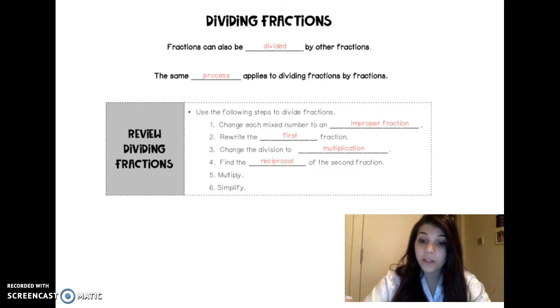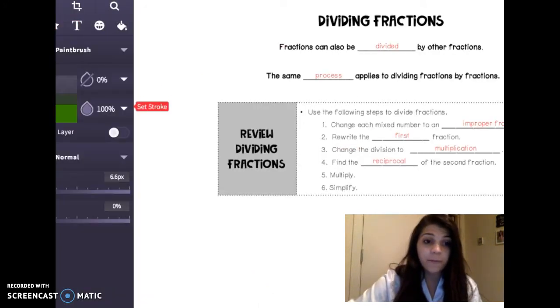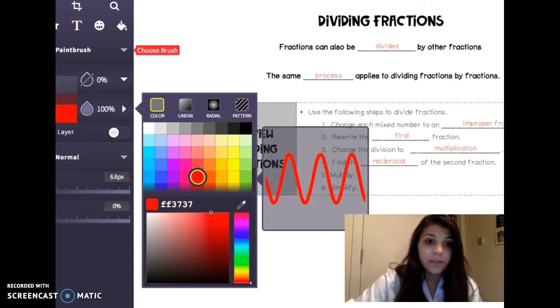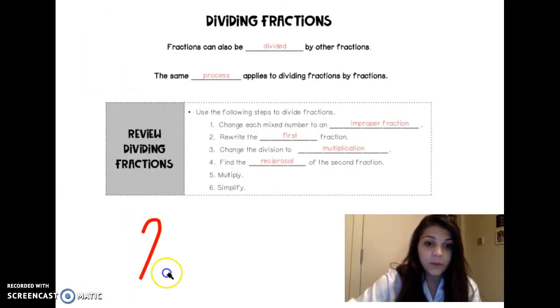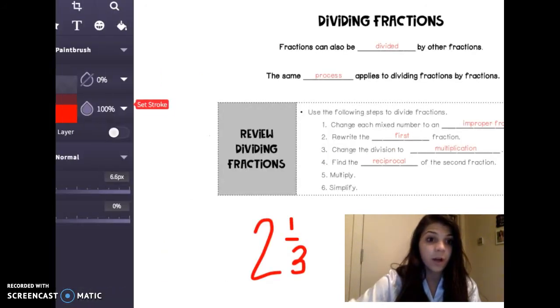If you don't remember what a mixed number is, a mixed number is basically where you have a whole number in front of a fraction. So it's going to look something like this, like 2 and 1/3. And in order to change it from a mixed number to an improper fraction, we have to do something I like to call the heart method, or some people call it the half circle. It's really up to you what you want to call it.